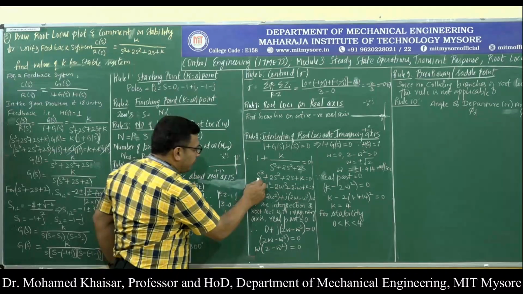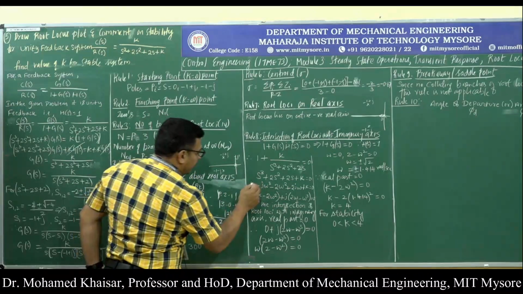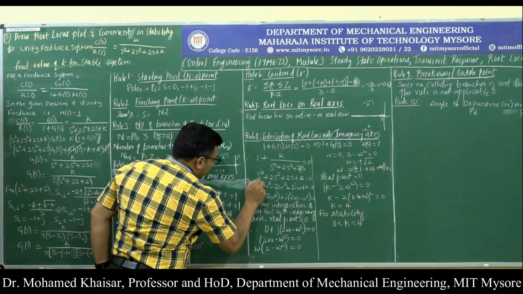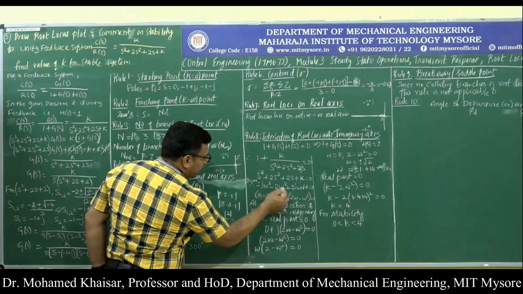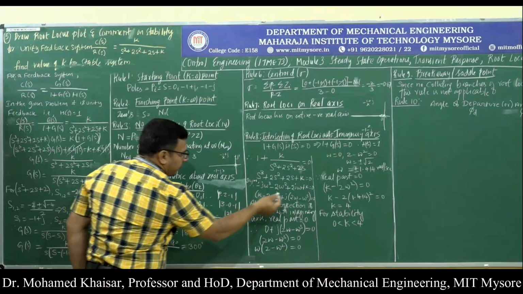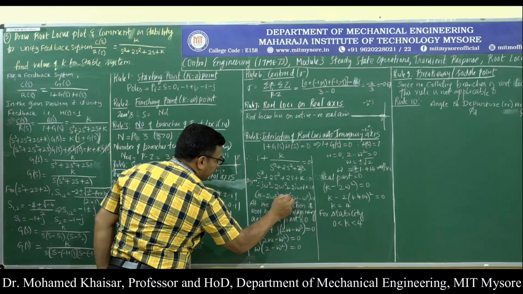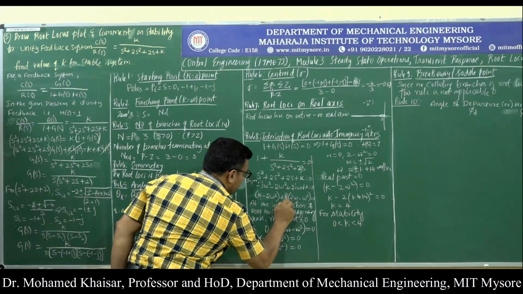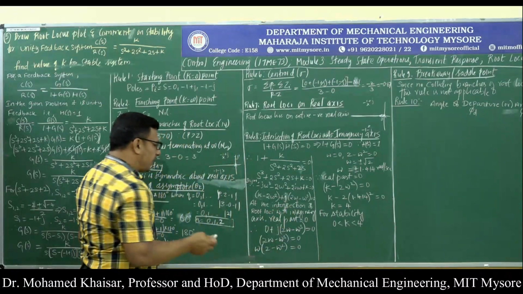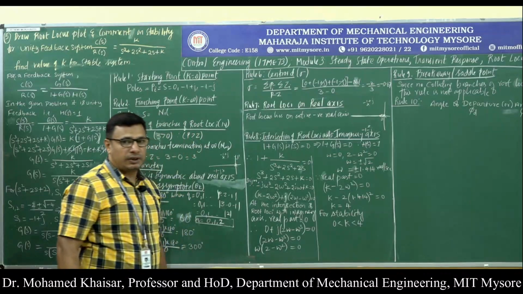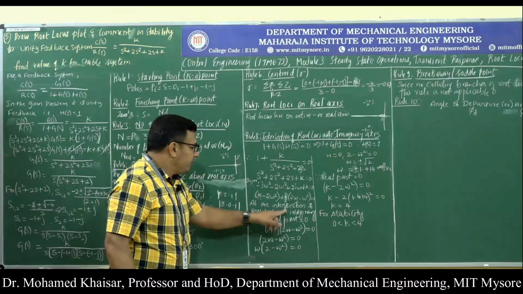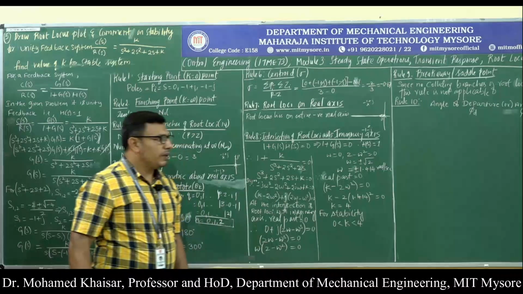Then replace s by j omega. When we replace s by j omega, we get this equation, and then we separate the real part and the imaginary part. And then what we know is, at the intersection of root loci, because this is the rule we are trying to find.